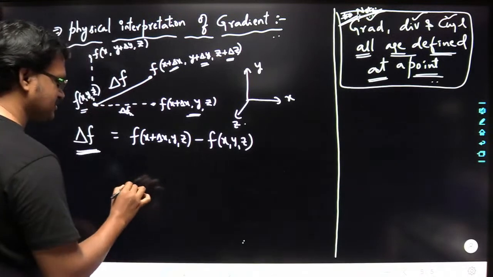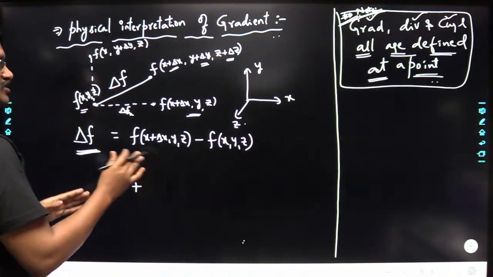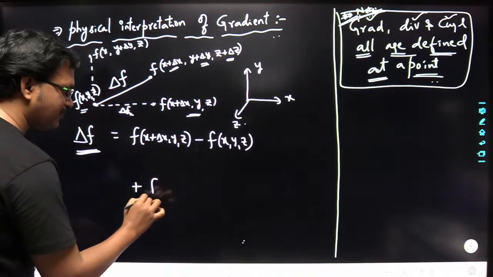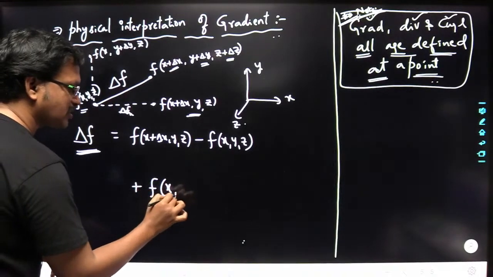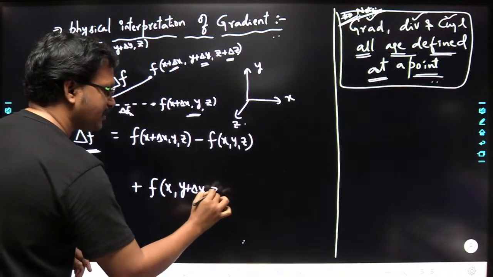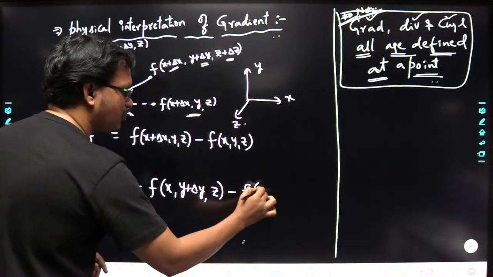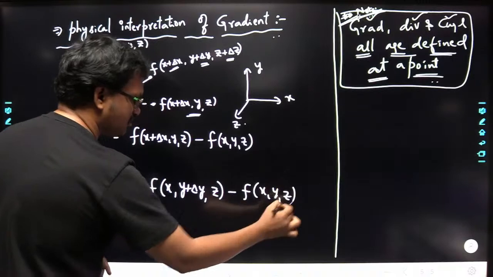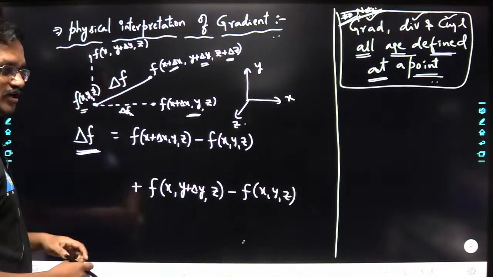Plus I can represent it as what here? The change in function along y. How can you represent the change in function along y? That is f of x comma y plus delta y comma z minus f of x comma y comma z. This is going to give you the change in function along y.